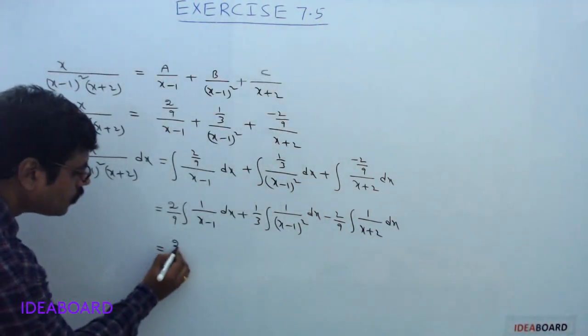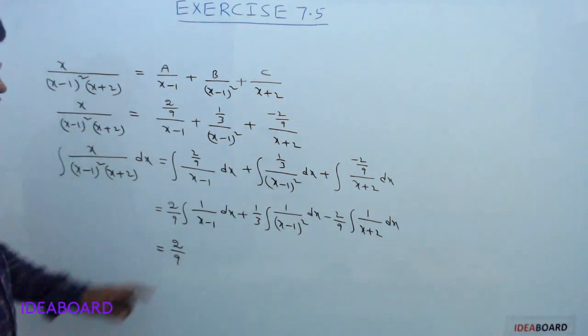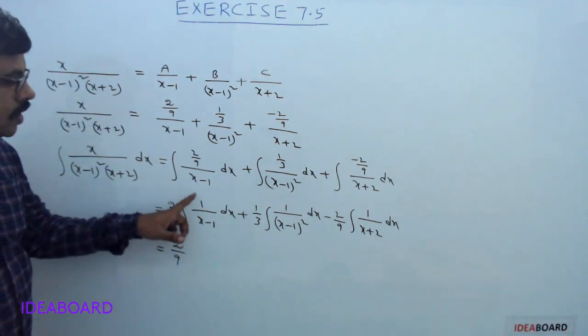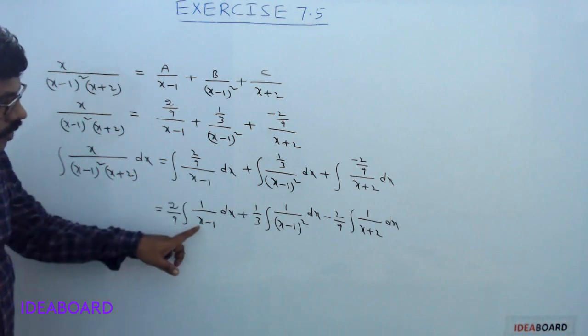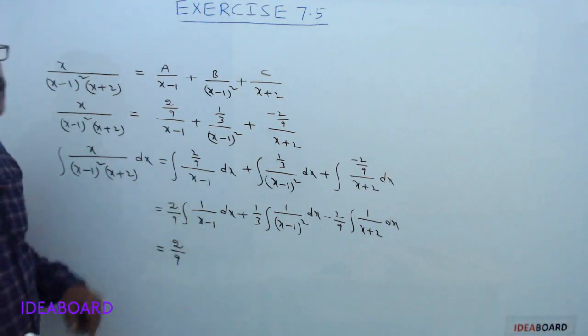Now this equals 2 divided by 9 into, the derivative of (x minus 1) is 1. So the derivative of the denominator is in its numerator.